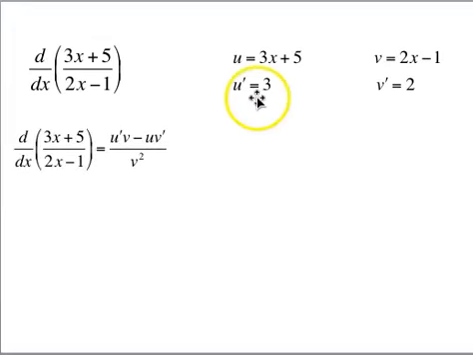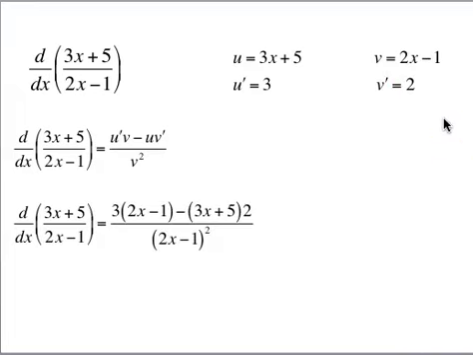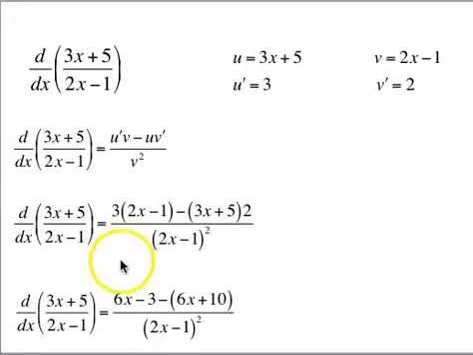So plugging in those values, u prime v, 3 times 2x minus 1, minus uv prime, minus 3x plus 5 times 2, all divided by v squared, all divided by 2x minus 1 squared. Distributing, so be careful with the algebra here. 3 times 2x minus 1 will give me 6x minus 3 for this parentheses, and this one would be 6x plus 10, but we've got to subtract those, so be careful there. So indeed, 6x minus 3 is the first part minus quantity 6x plus 10. Be certain to distribute that negative sign. It'll become minus 6x minus 10.